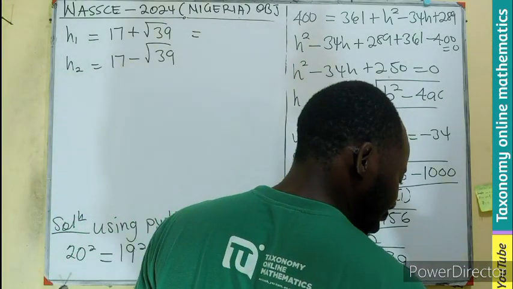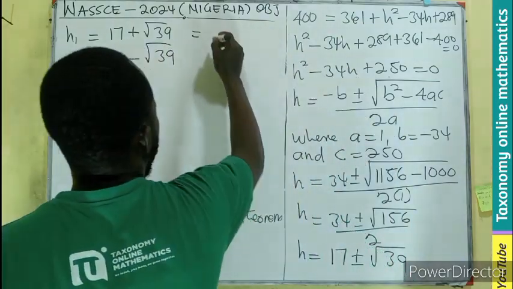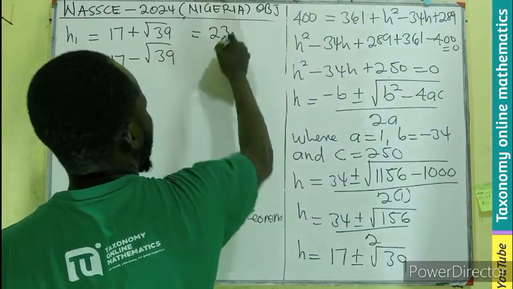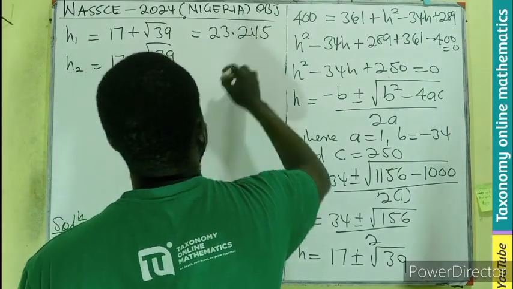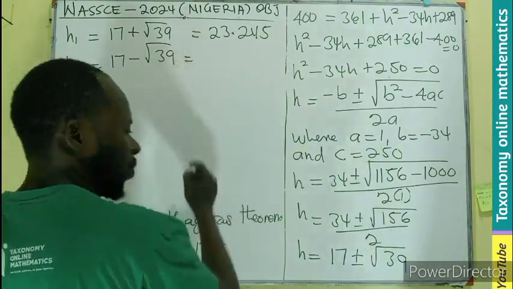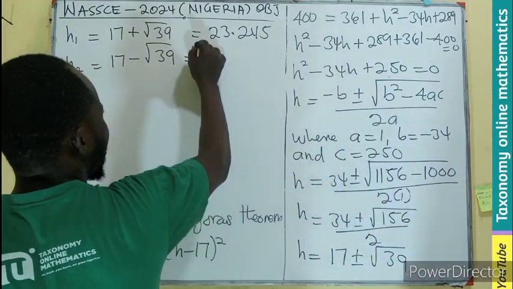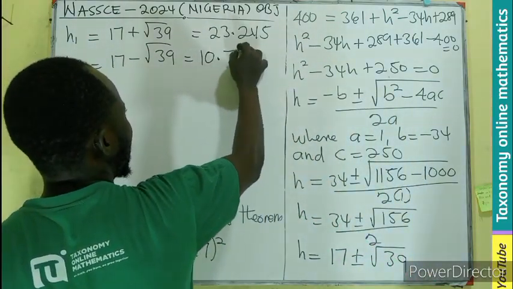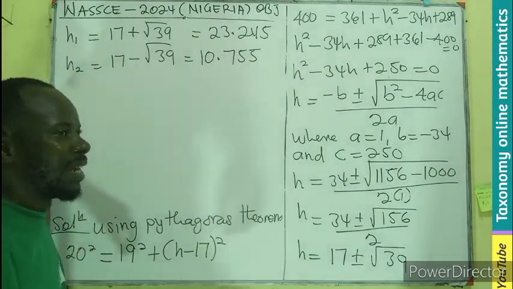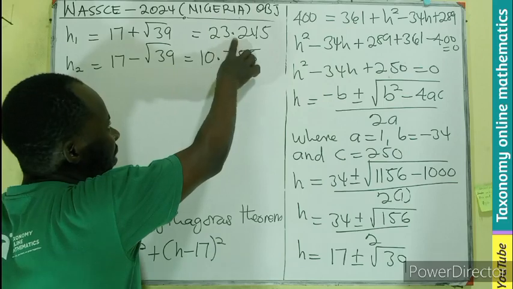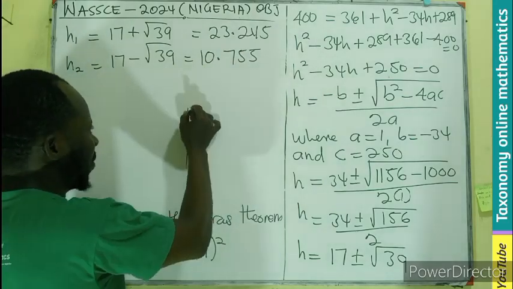Then on our calculator, we have 17 plus the root of 39. That will be 23.245. Then let's change the sign from plus to minus. That will be 10.755. But don't forget, we are dealing with the nearest whole number. So this is going to be 23. This will be 11. But if we check the diagram carefully, here is 17.